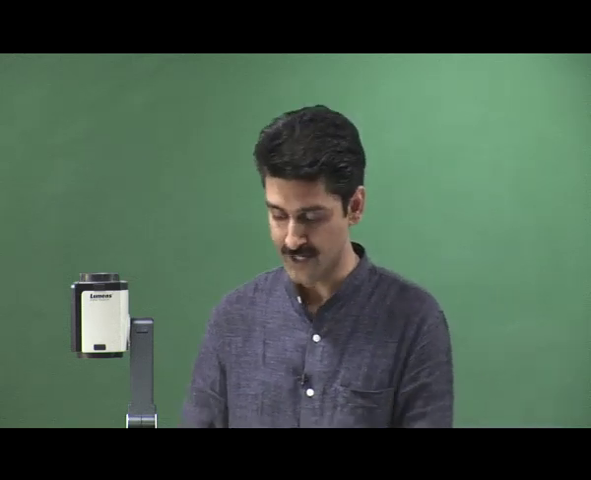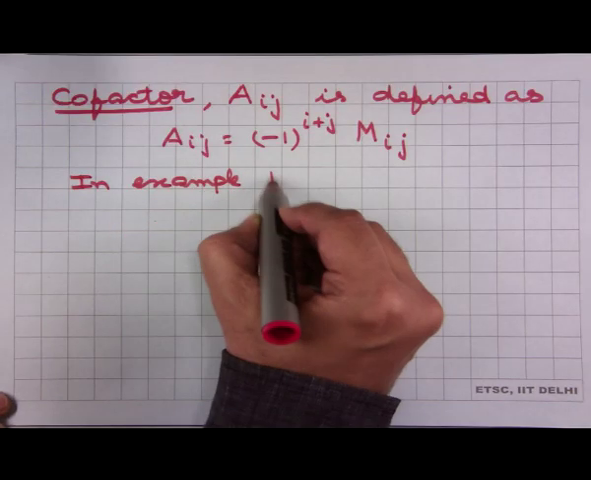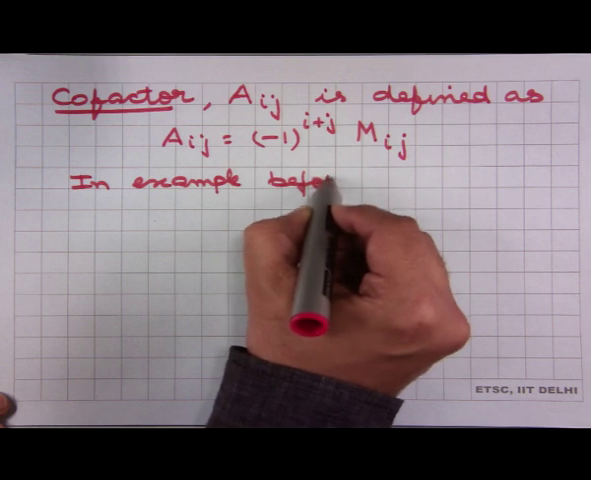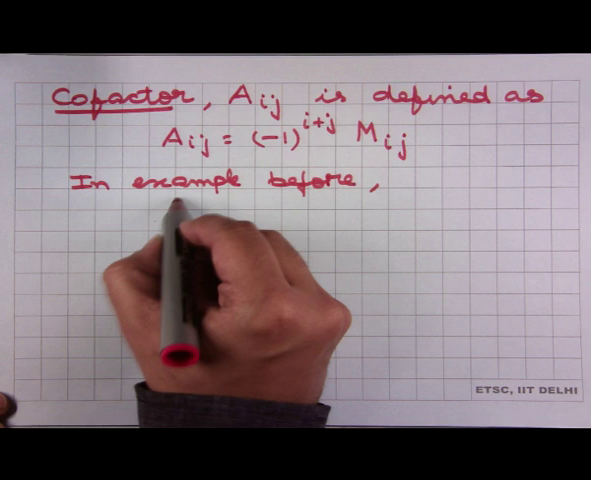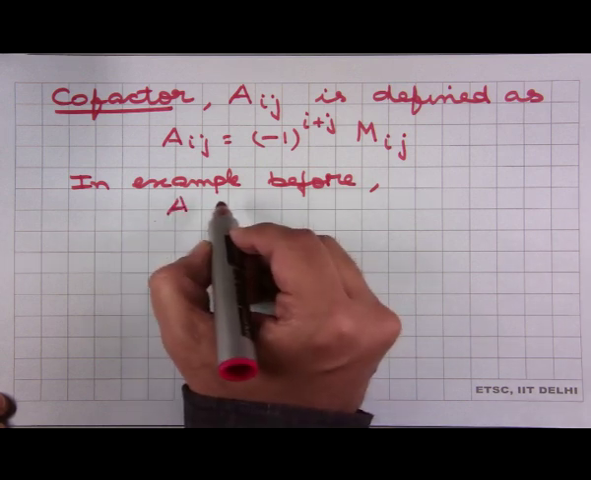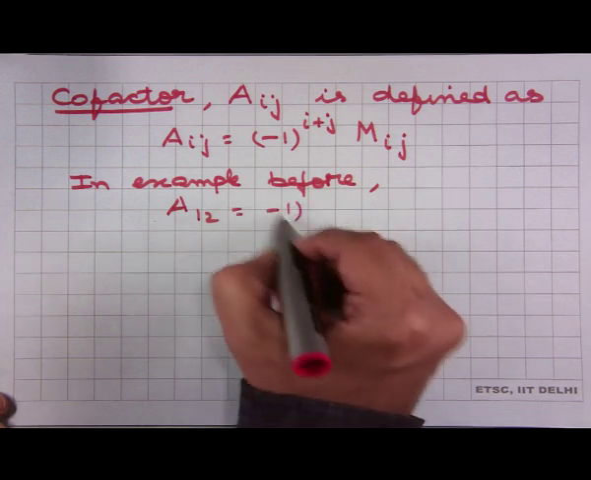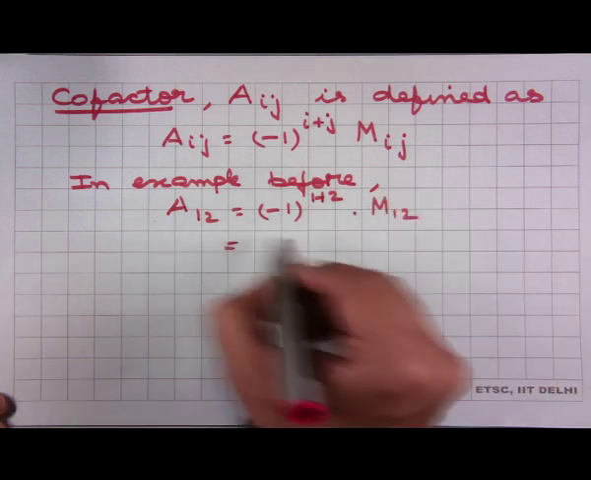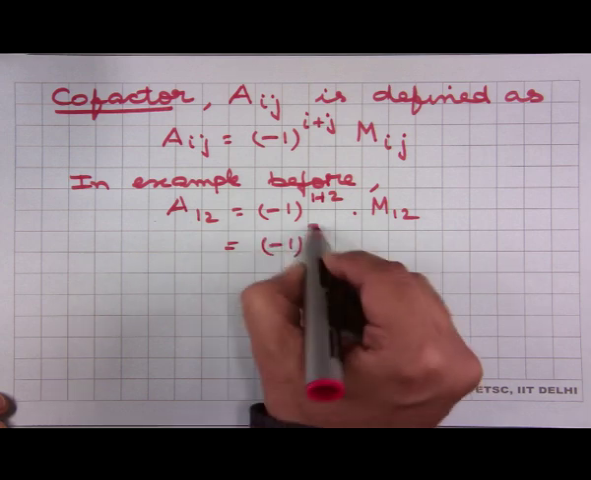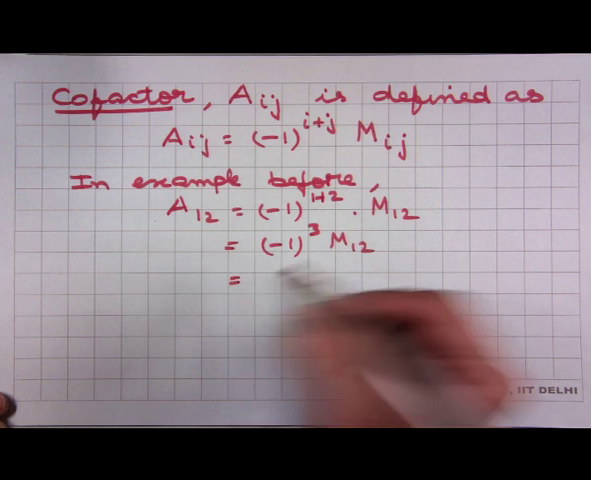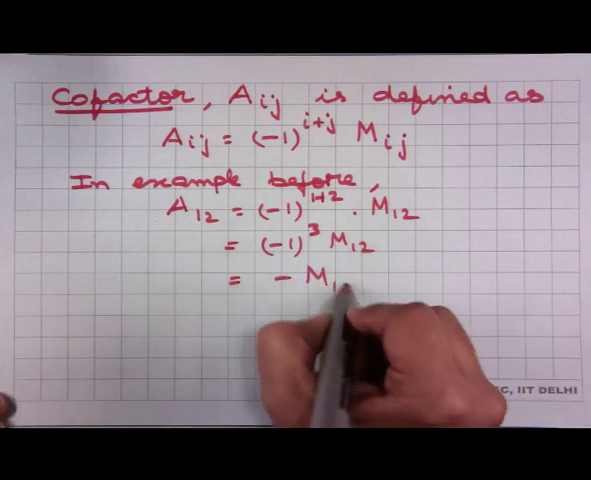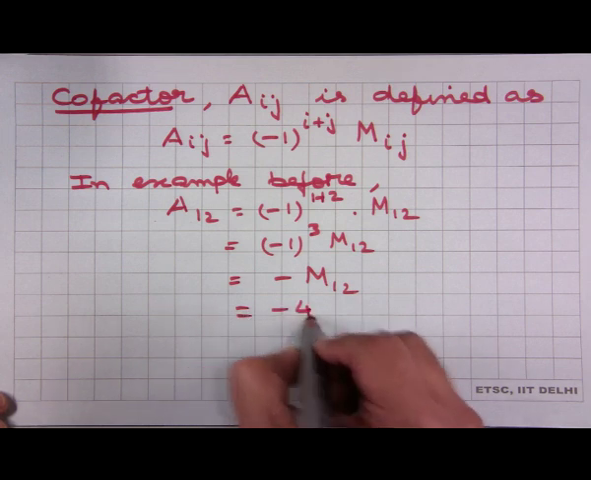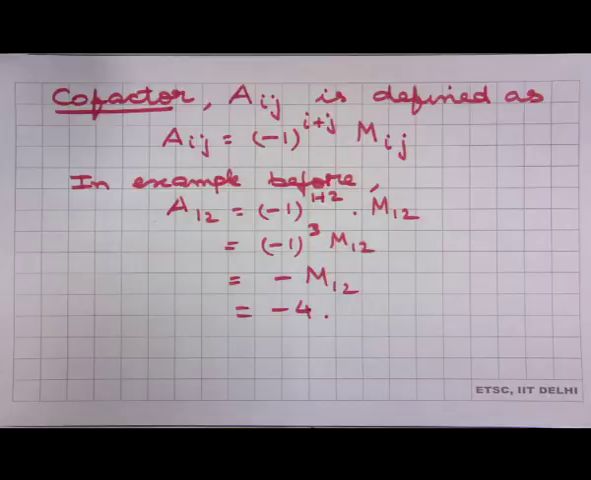So in the previous example, what would be the cofactor? A 1 2 is going to be minus 1 power 1 plus 2 into M 1 2, which is minus 1 cube M 1 2, and minus 1 cube is minus 1. So this is minus M 1 2, and since M 1 2 was 4, this is minus 4. So this is an example of a cofactor calculation, and we will do some more examples of this.